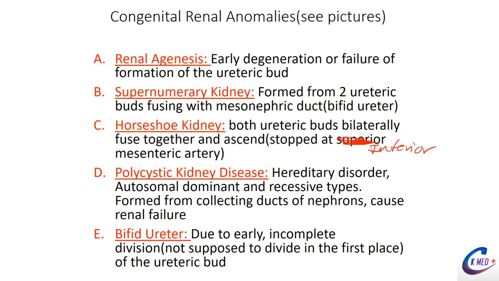And then polycystic kidney disease, we talked about that as well. It's a hereditary disease. There's dominant recessive. This is infant type. And then it forms from collecting ducts in the nephrons and can cause renal failure, hypertension, belly pain, stuff like that. And then bifid ureter, we talked about that as well, incomplete division. And that's your diverticulum kind of dividing inappropriately. And that's how you get that ureteric bud flipping and making 2 ureters.